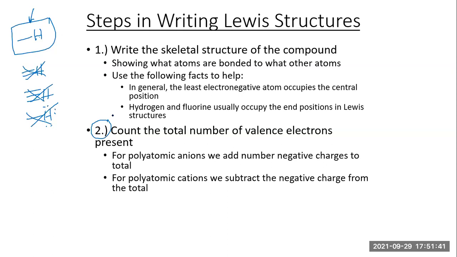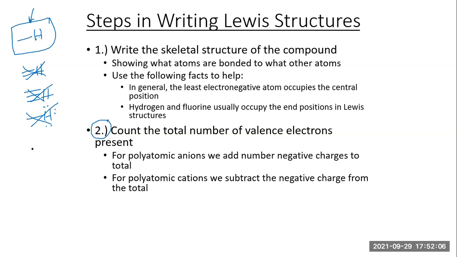We can sometimes come across a polyatomic ion, which are basically groups of atoms that are covalently bonded together but end up with an overall charge. So if we have something with a charge, we need to adjust our electron count to make sure that we end up with the correct structure.